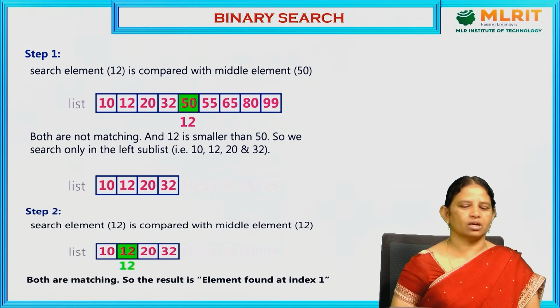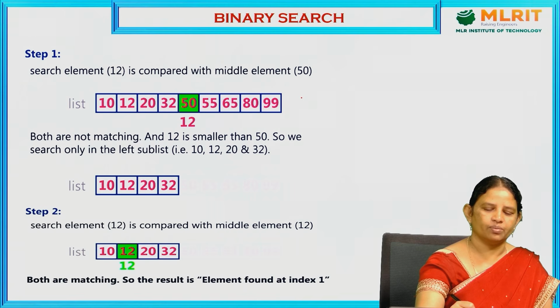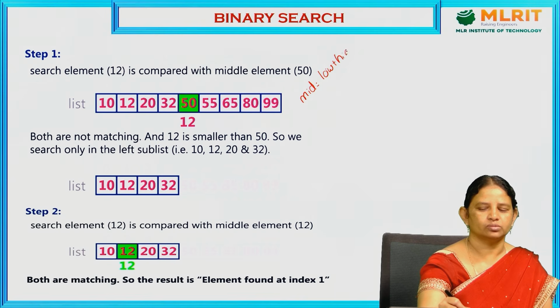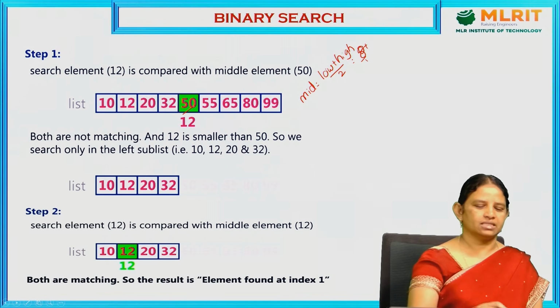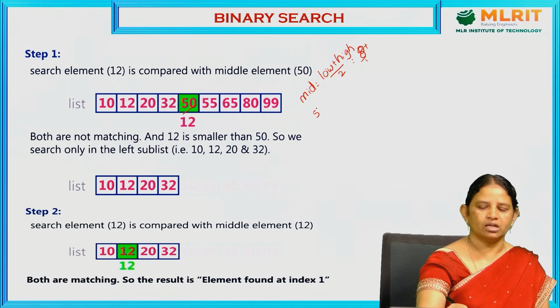We take the search element 12 and compare it with the mid element. So what is the mid element? Mid element equals (low + high) / 2. That means 0 plus 7, which is 7 by 2, and the mid element is 50. Is 50 equal to 12? No, it is not equal.